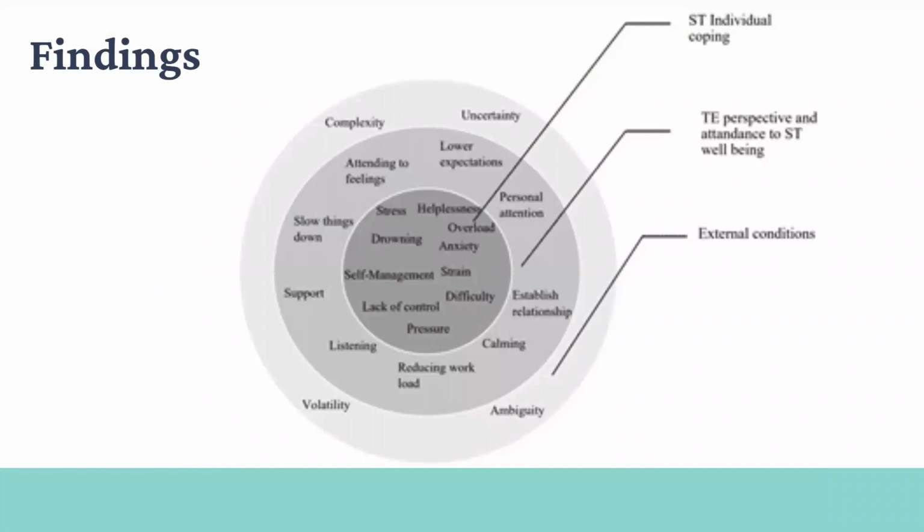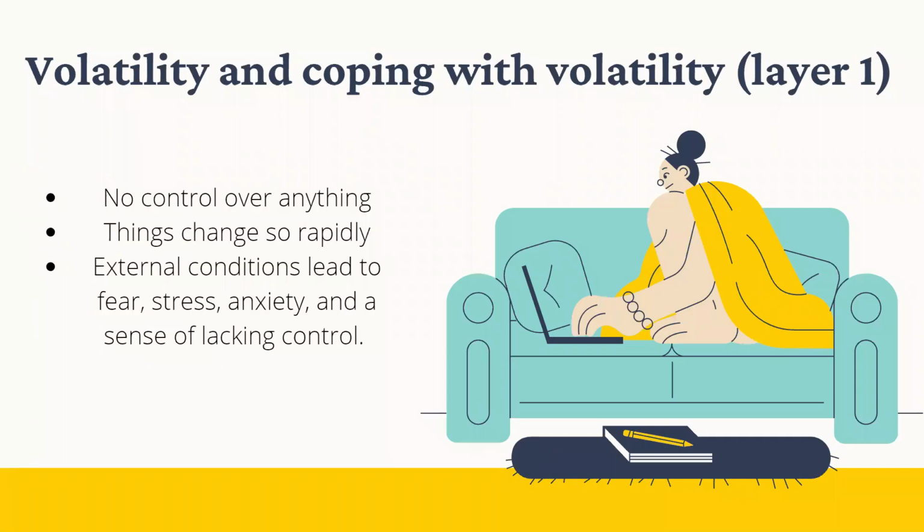So here we have the circles. The inner circle is the students' individual coping. Then the mid circle is the teachers' perspective and attendance to students' well-being. And finally, the outer circle is the VUCA categories. Easy to explain: the outer circle explains the external conditions which the coronavirus imposed, and the students needed to cope with this. Then I'm going to explain the rest of the circles.